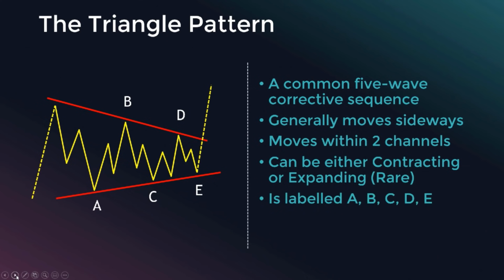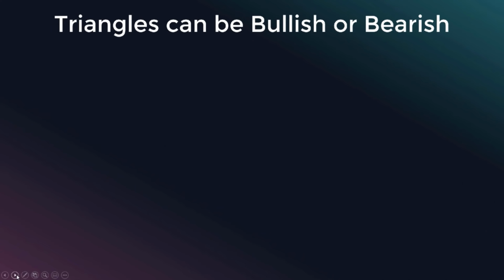The labeling is done as A, B, C, D, and E. As you know, a zigzag pattern is a corrective pattern as well as a flat, they're labeled A, B, C. So we have a difference here in the triangle, labeling it A, B, C, D, and E. It subdivides, or the corrective waves, into 3, 3, 3, 3, 3. In other words, you're not likely to find a 5-wave subdivision in any of the segments, A, B, C, D, or E. Triangles can be bullish or bearish.